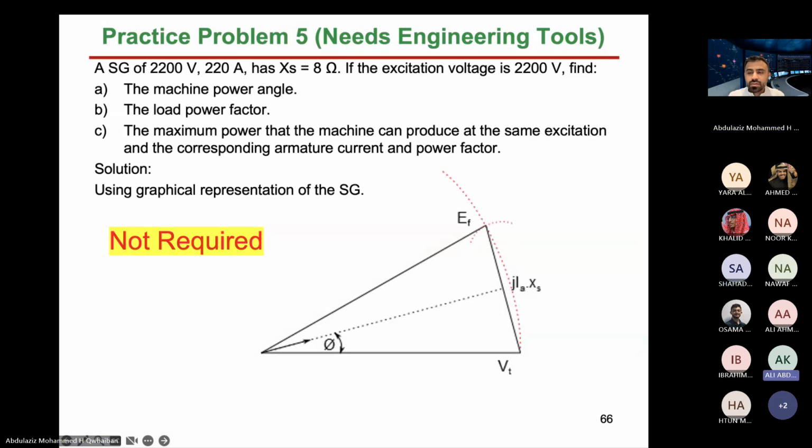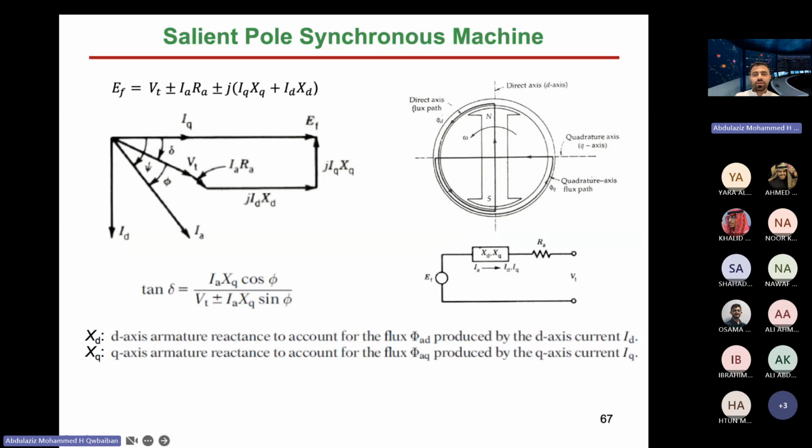Yes. Okay. So this example that I told you that you need to use engineering tools, it's not required, but practice problems 1 to 4, I think they are required. They're similar, and you may try to solve them. Okay? So last time we talked about what?